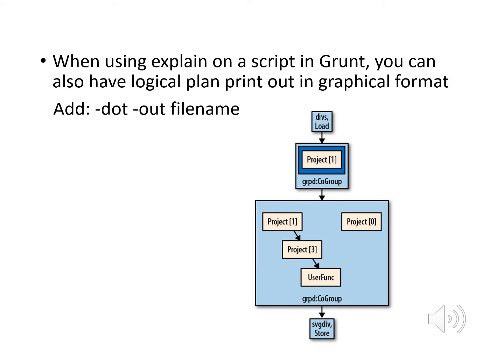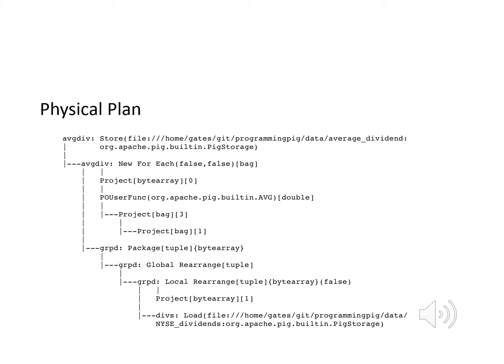Adding the -dot option, the logical plan will be printed as a logical plan diagram. This is the corresponding logical plan for the previous example. After optimizing the logical plan, Pig produces a physical plan. This plan describes the physical operators Pig will use to execute the script. The physical plan for our example is shown in this figure.